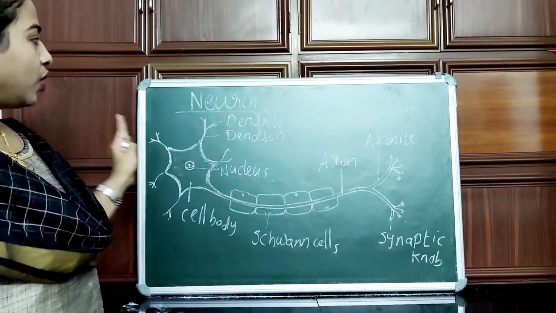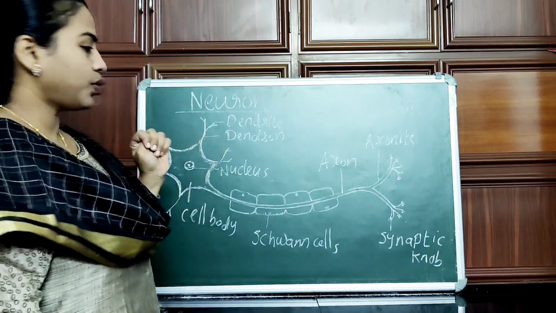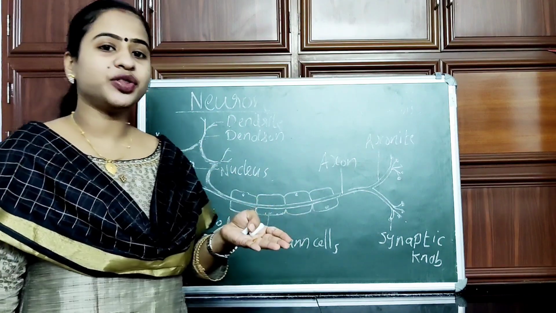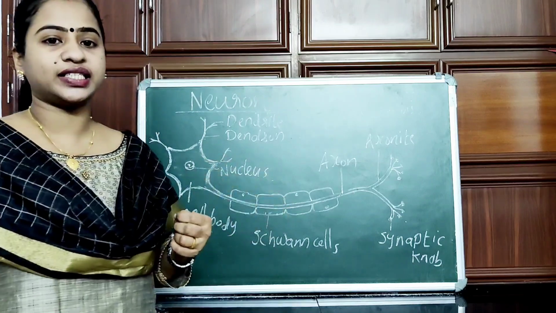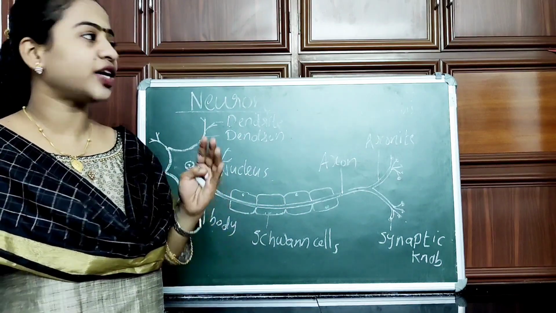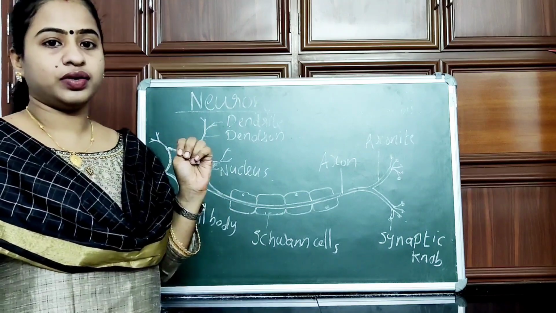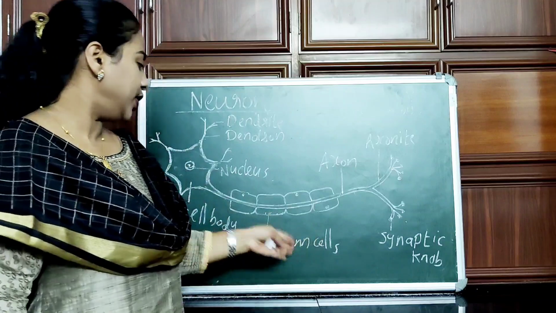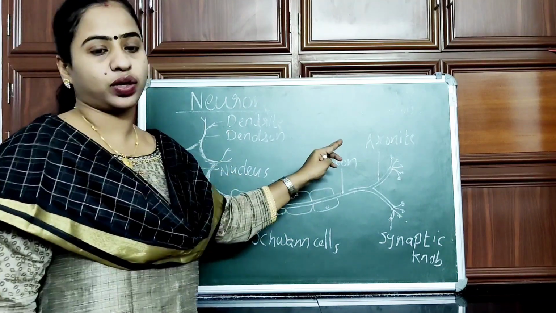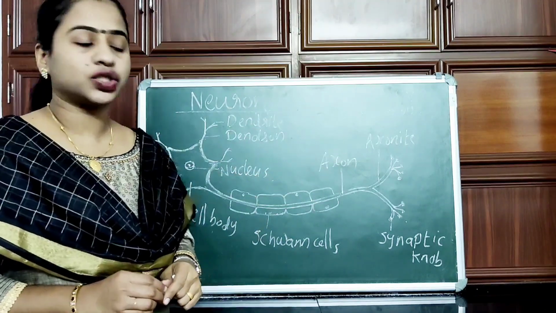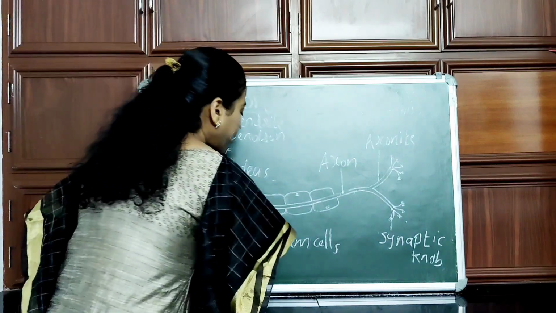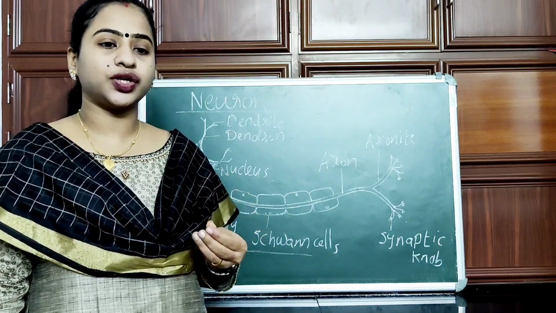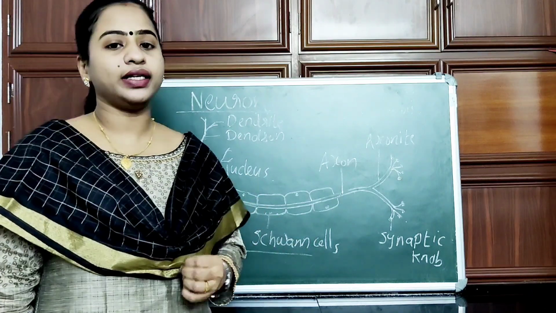That's all about the structure of the neuron, the different parts of the neuron. Then here are Schwann cells. You might have wondered why I didn't mention the Schwann cells. Actually, Schwann cells are not part of the neuron. They encircle the axon. Schwann cells were discovered by the scientist Theodor Schwann. That is why they get the name Schwann cells.